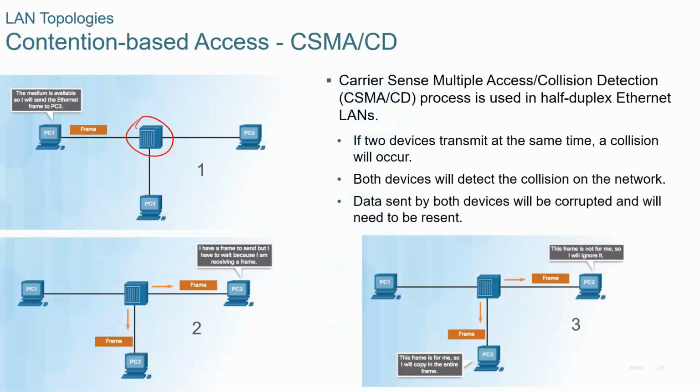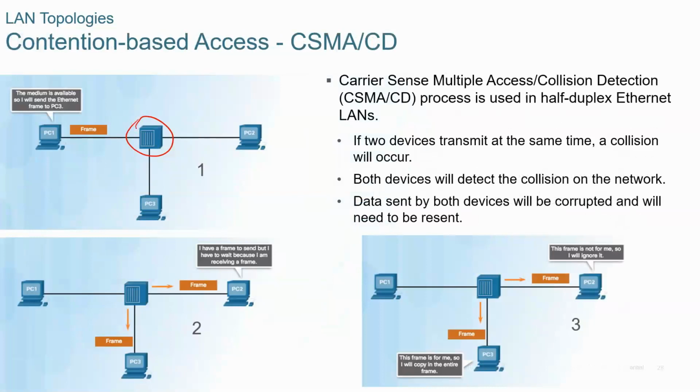So in figure number 1 here, if PC1 sends a frame, the hub will receive it and will forward it to PC2 and PC3, regardless of who the frame is actually intended to. It's a physical layer device that sort of acts as a receiver, a repeater.